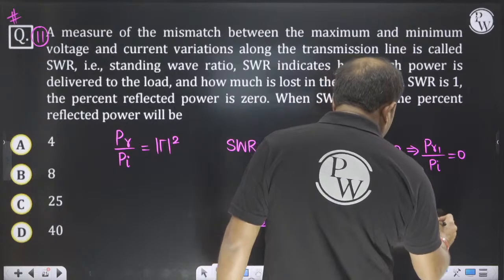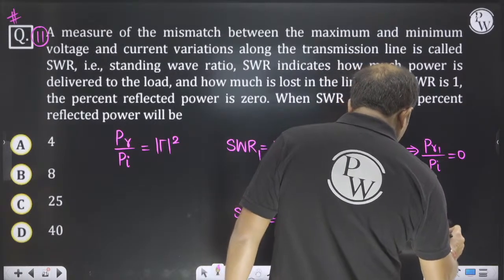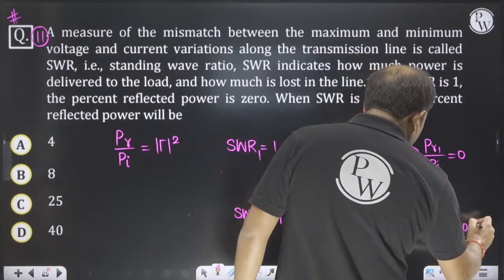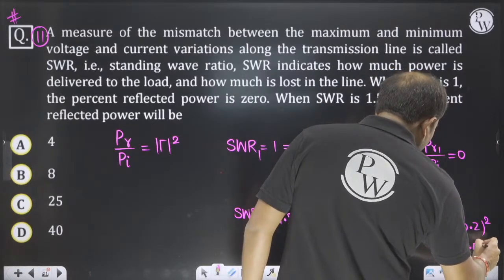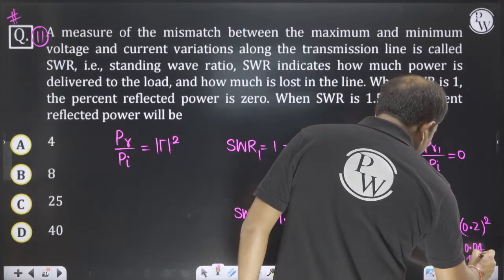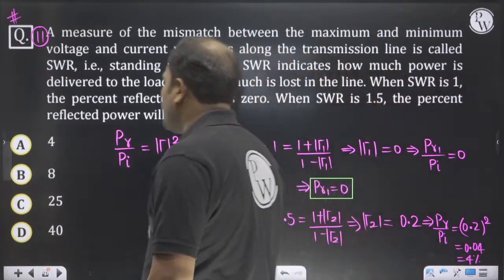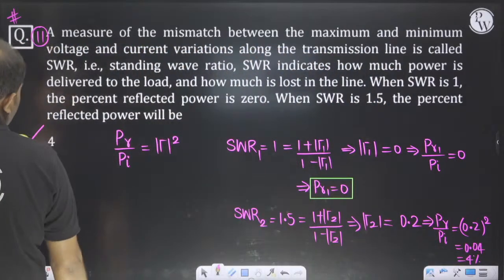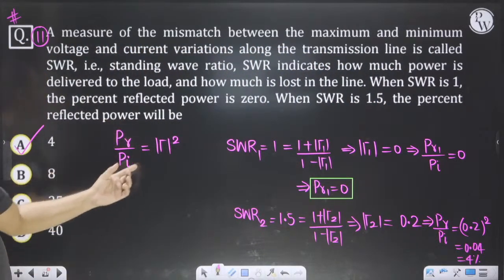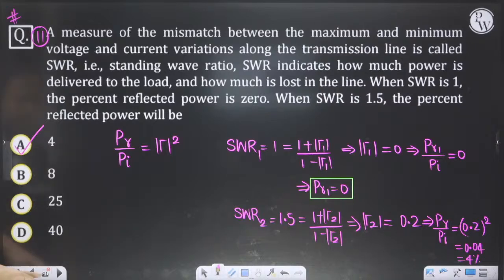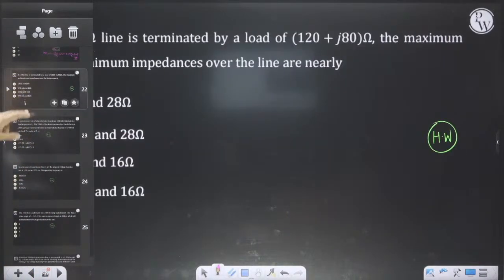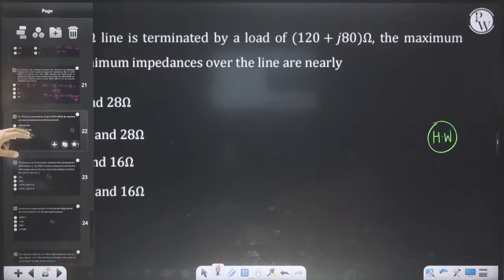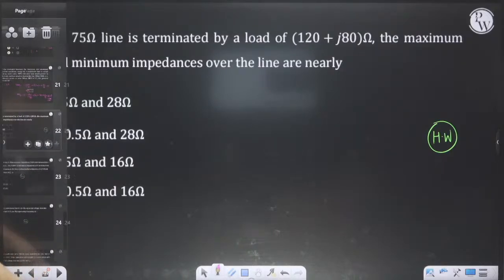So the power PR upon PI will be 0.2 square. 0.2 square is 0.04. 0.04 is 4%. So our answer will be A. This formula you will study in electromagnetic waves, in normal incidence. Okay. Then after that we have question number 12.